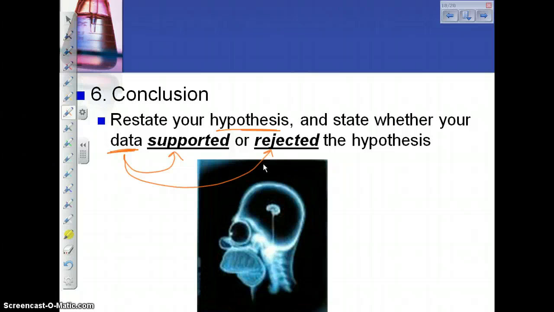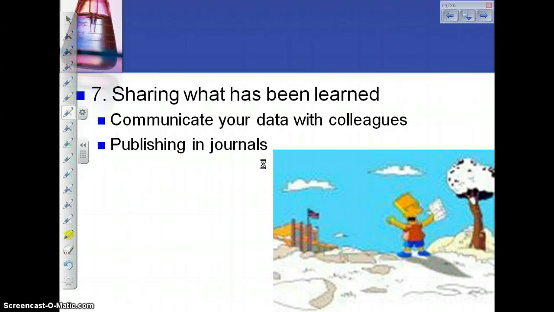And after we restate our hypothesis and discuss what the data was actually doing, the most important thing within all this is that you actually share what you learned. You're going to publish your data to colleagues in journals, whether it be neuroscience or biological or geological or whatever your specific specialty is. You're going to publish this so that other scientists can try to mimic and do your experiment.